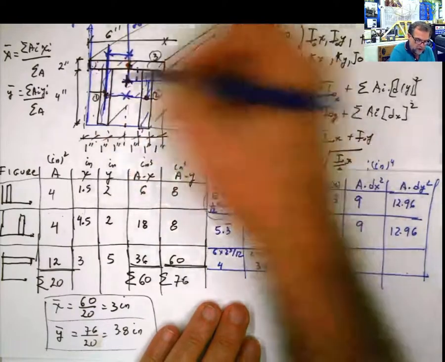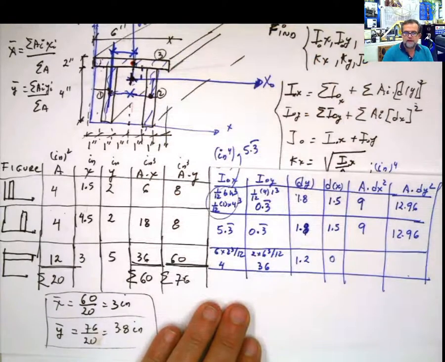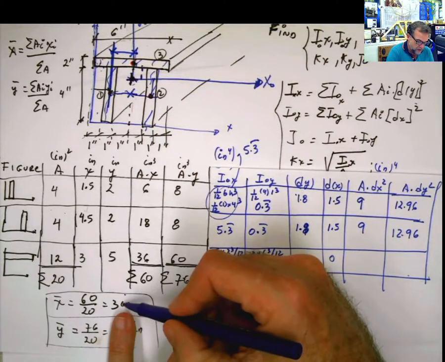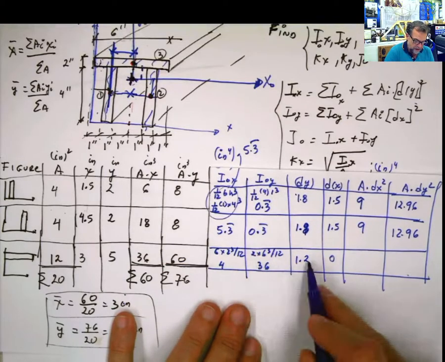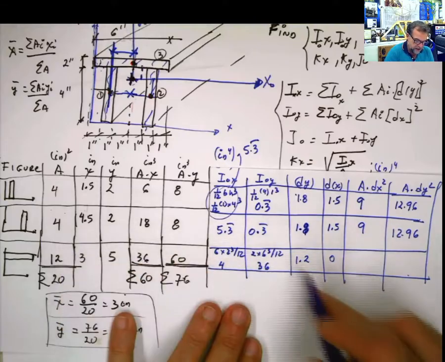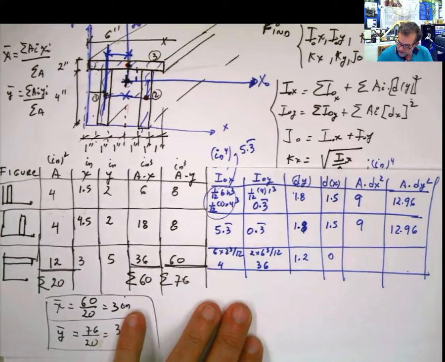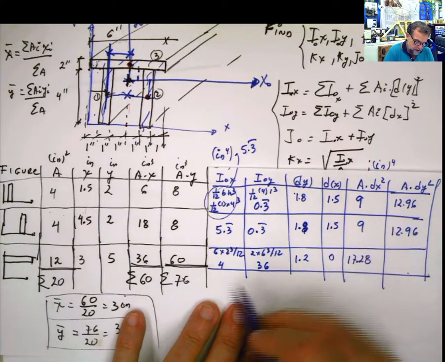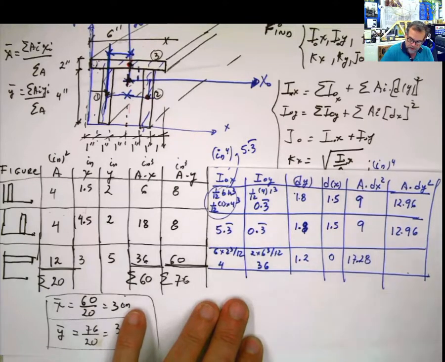Now, in the horizontal direction, the center of this figure and the center of the composite figure coincide. That means they are over the same axis. That's why you have this 0 here, and that's why it comes from 3 minus 3, 0. Now you multiply area, which is 12, times 1.2 squared. 12 times 1.2 squared, that's 17.28. And let me use the calculator for this because it's complicated. 12 times 0 squared.